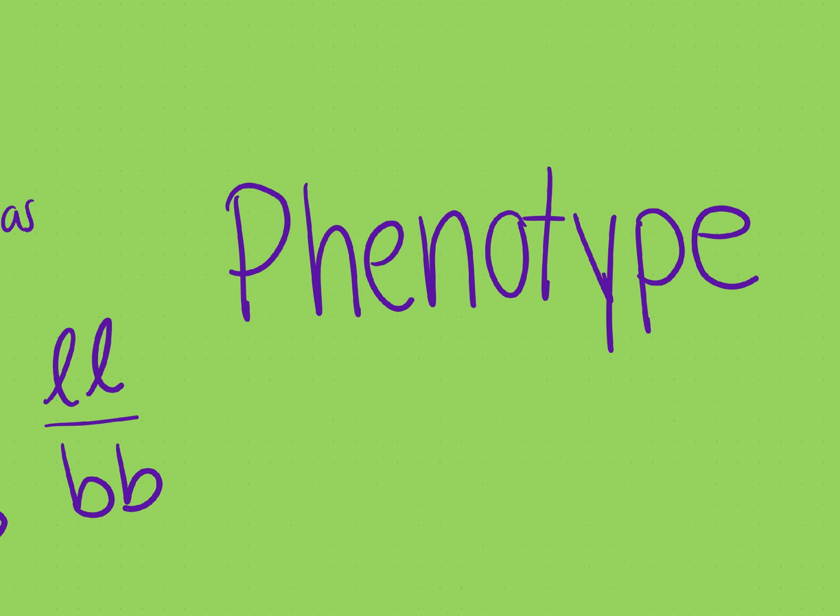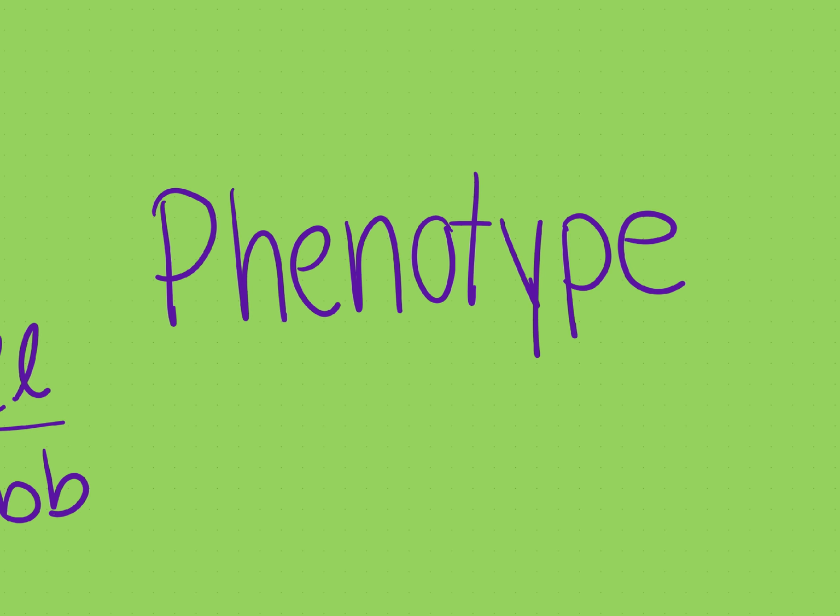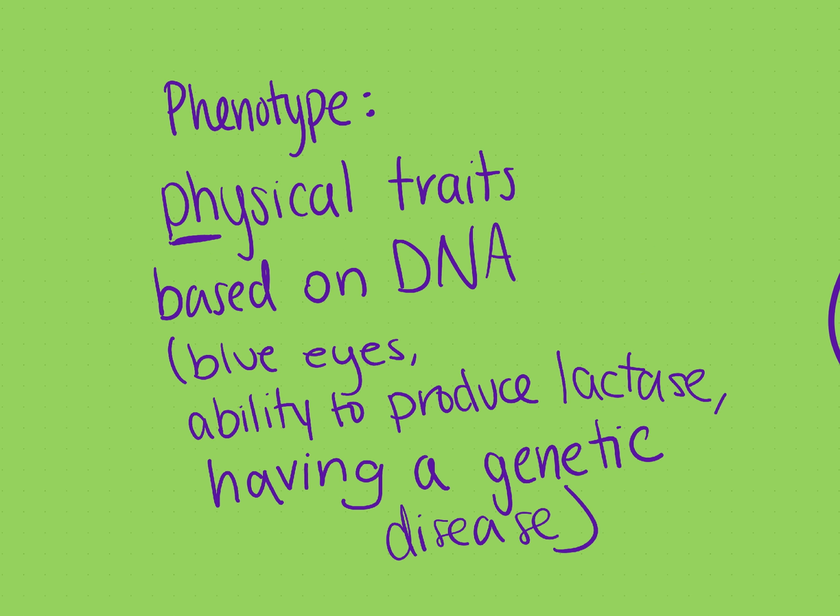Next word is phenotype. What is a phenotype? A phenotype is the physical traits based on DNA. So while your genotype is the 2 alleles that you might have, big L, little l, you're only going to express one of those traits. So it might be that you have blue eyes. It might be that you have the ability to produce lactase. It might be having a genetic disease.